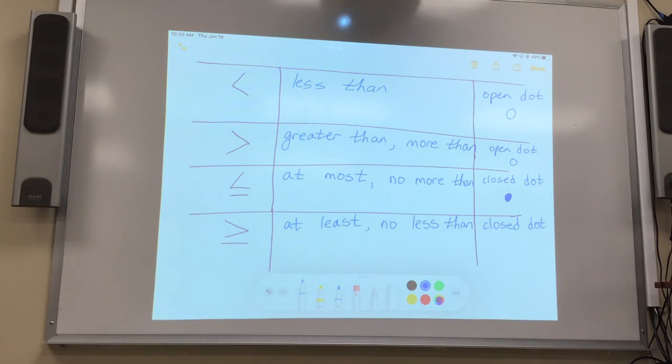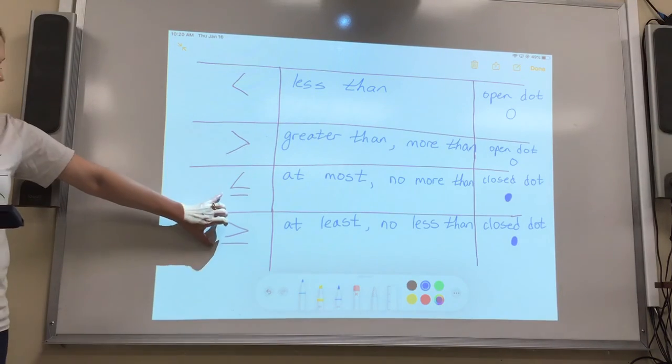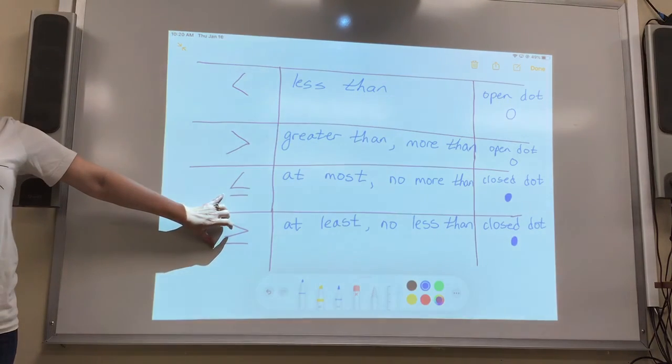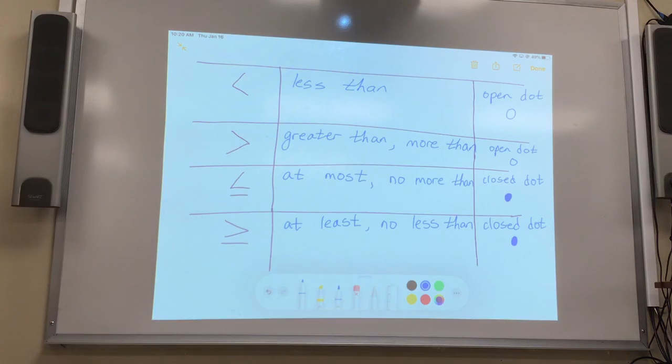Why are both of the bottom ones closed dots? What is special about them? Because it's like equal to. Yep, it's the equal to part.